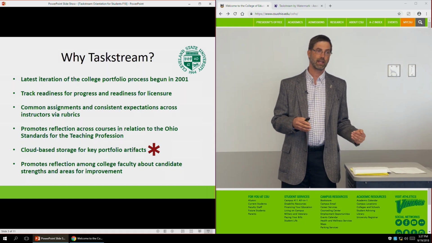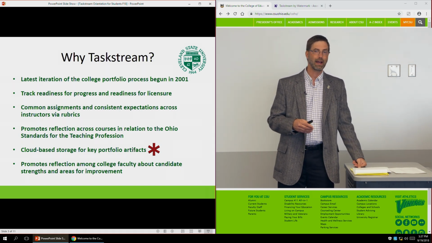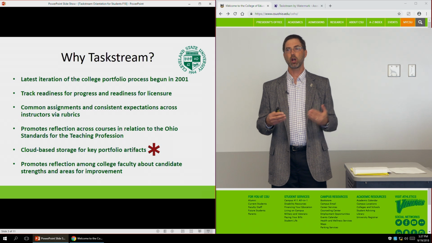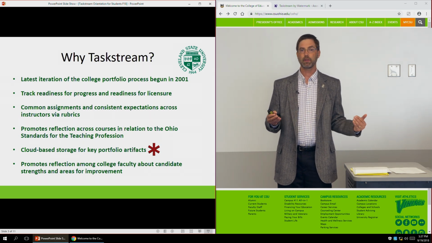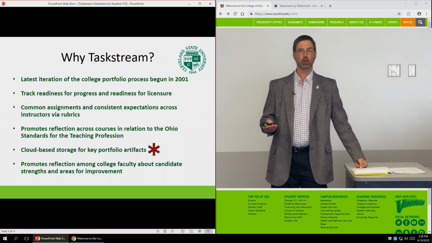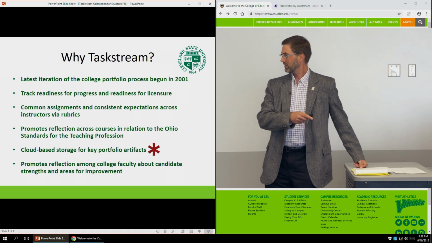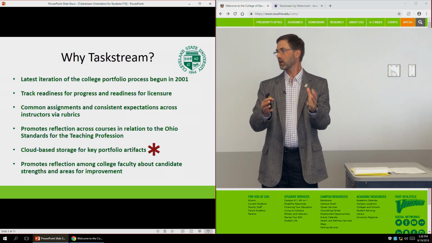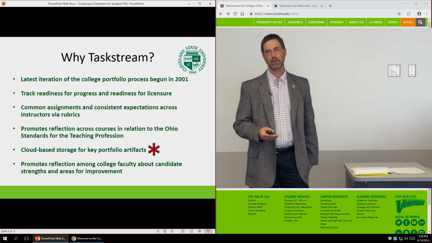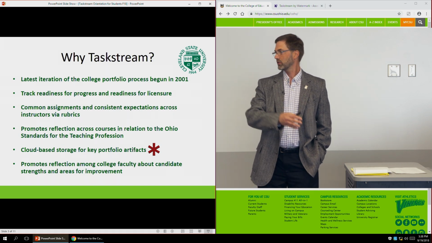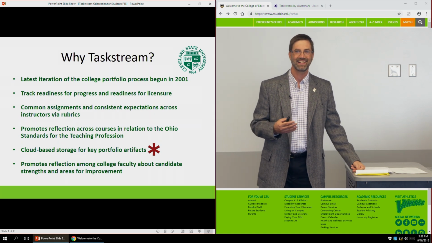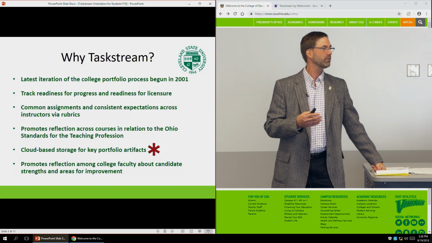The fifth bullet point talks about storage for key portfolio artifacts. So it's often the case that I hear students talking to me about a laptop that was lost, or a hard drive that was fried, a laptop that was stolen or broken. When that happens, you stand to lose all of your work. But if you have put your work into Taskstream, then at least for those key artifacts, they're sitting out there. They're on the web. You can always retrieve them. And if anybody ever asks you for this work back, you can go out to Taskstream and get it back.